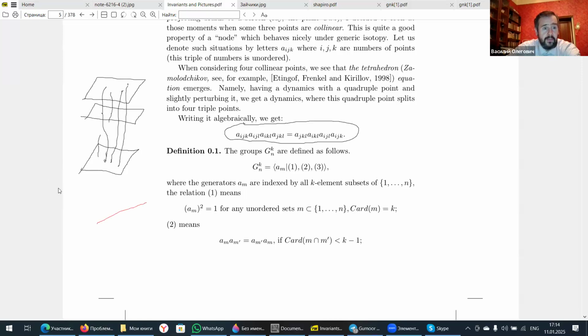And now the way of constructing an invariant of braids valued in GN3 is very easy. So we take a generic braid. I will say what generic means in a while. We take a generic braid, and when three points appear to be collinear, I write the corresponding generator. So if those points are i, j, and k, I just write a_ijk.